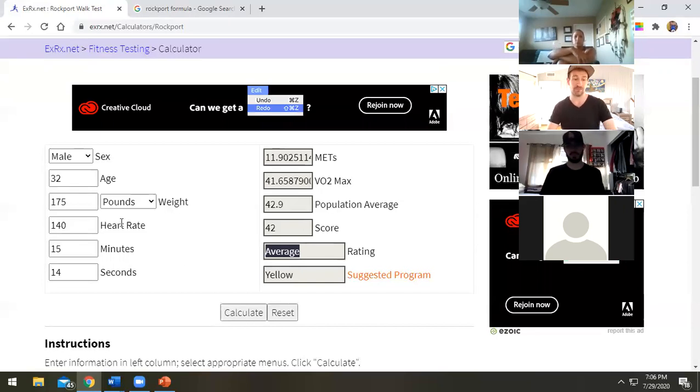Let's say my client's heart rate was 150 and it took 16 minutes. Right now I'm going to be in the poor category. So zone 1 is going to be a program that I'm eligible for. Does that make sense, guys?